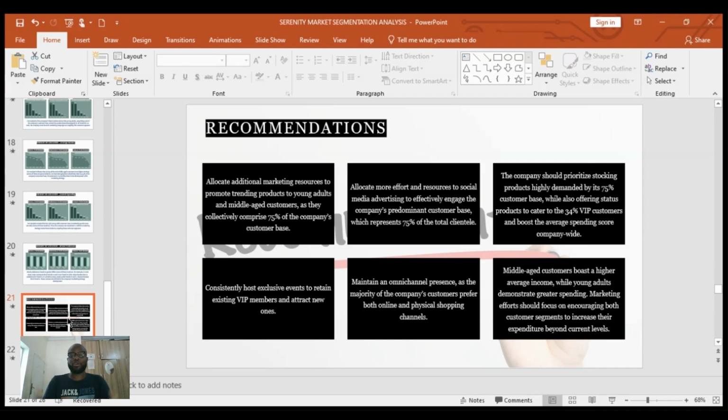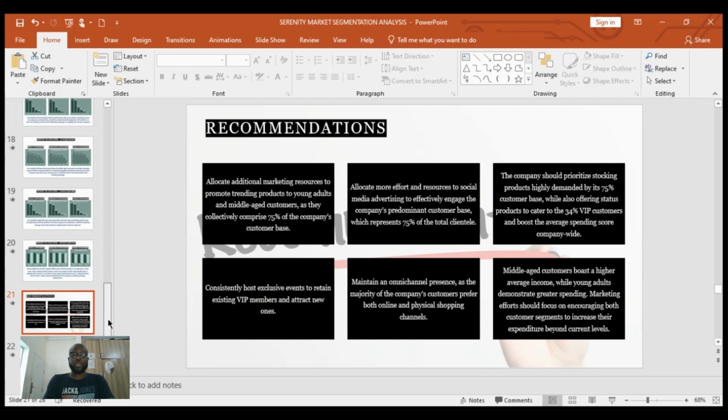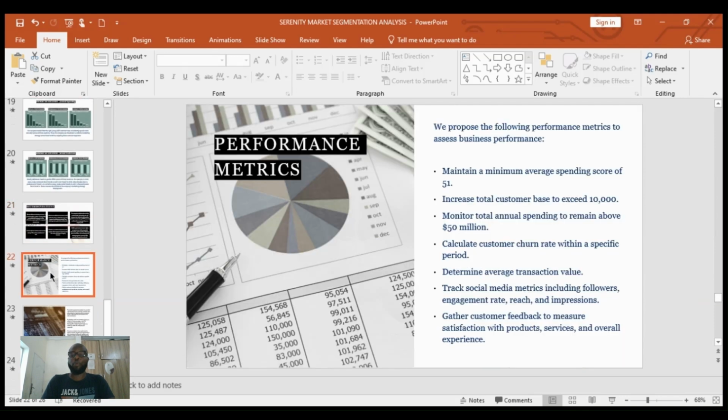Having given all of these recommendations, we decided to propose certain performance metrics that the company needs to watch out for in order to really stay on top of their game. We are recommending that the company should maintain a minimum average spending score of 51. That is where they are currently. They shouldn't fall below that. They should monitor it and watch it. Rather, they should make an effort to ensure that they increase it.